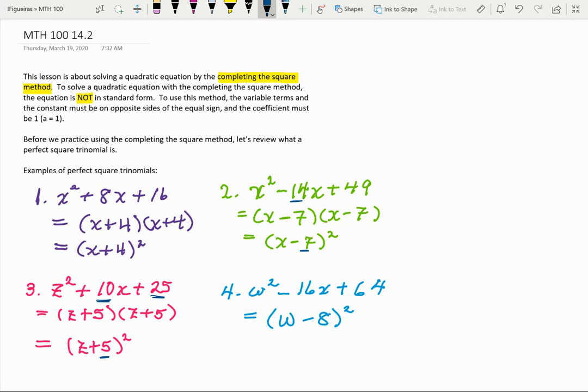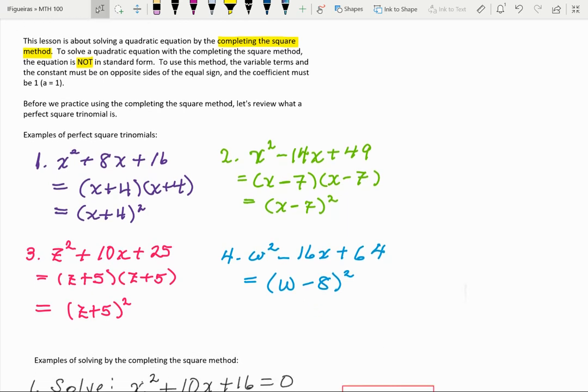All right, so here I am at number 4. w squared minus 16w plus 64. So half of 16 is 8. The square root of 64 is also 8. Make sure that the sign in the middle corresponds with the sign of the second term in the binomial. That will be true anytime you're factoring a perfect square trinomial. All right, so let's see where this appears in the completing the square method.